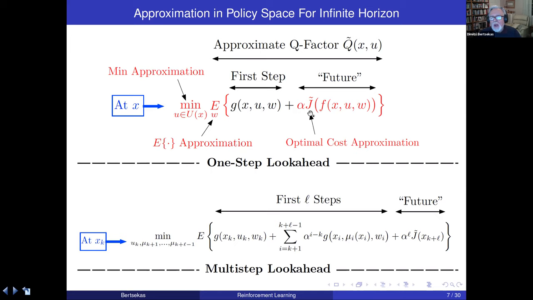And there are again the three approximations. And what we do here is minimize over U the Q factor corresponding to J tilde, which I denote by Q tilde. It's this expression here. So we're going to be talking about approximation in value space in this language also, minimize over Q factors. These are the Q factors.